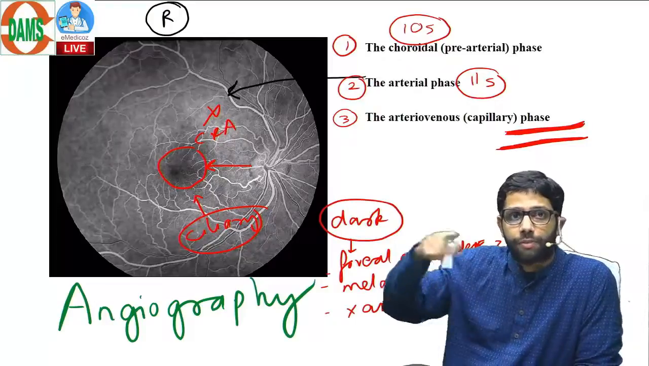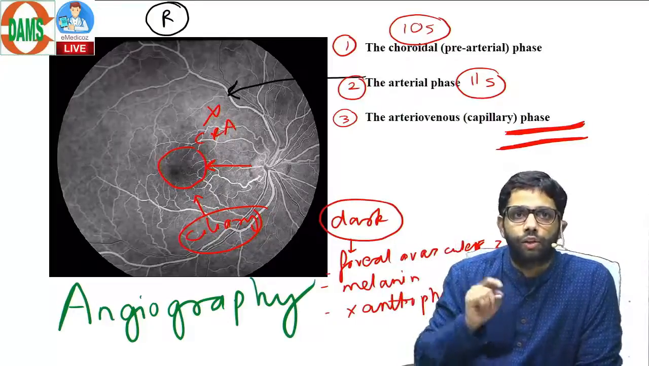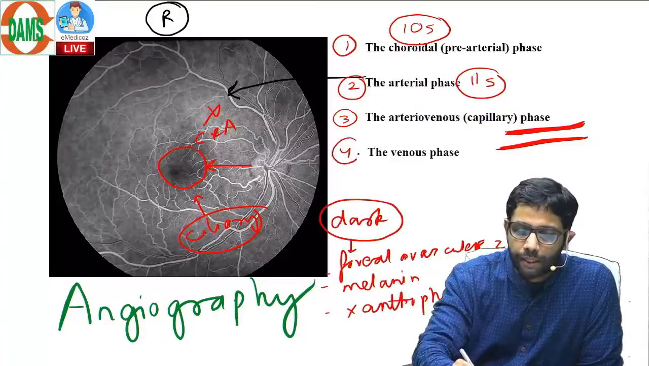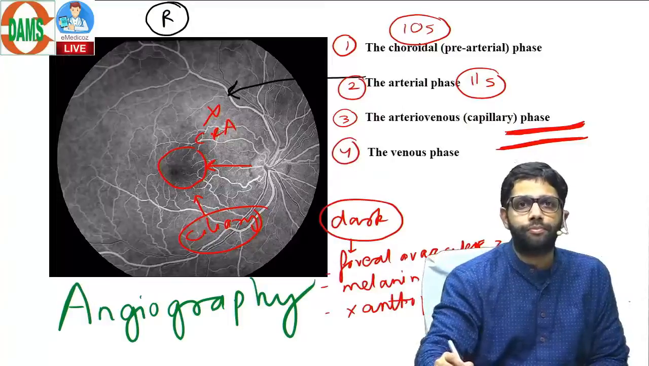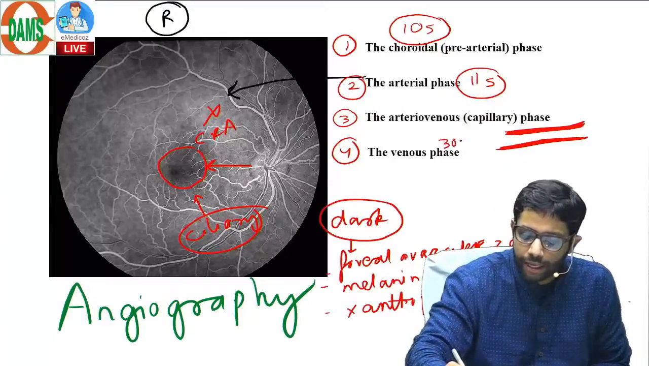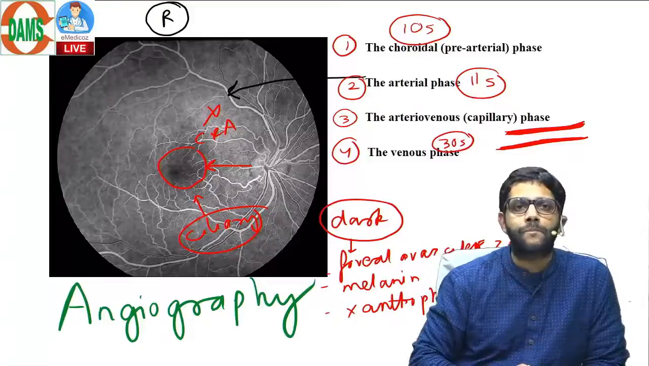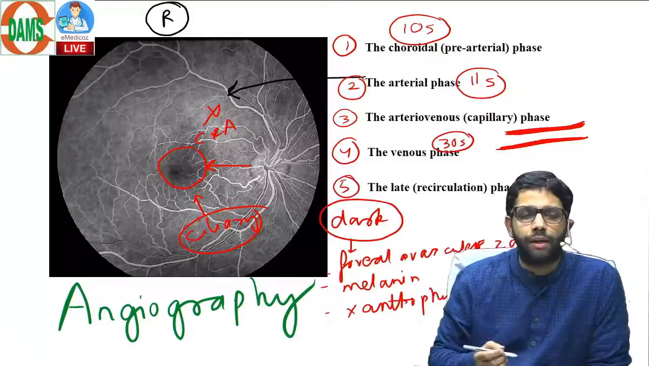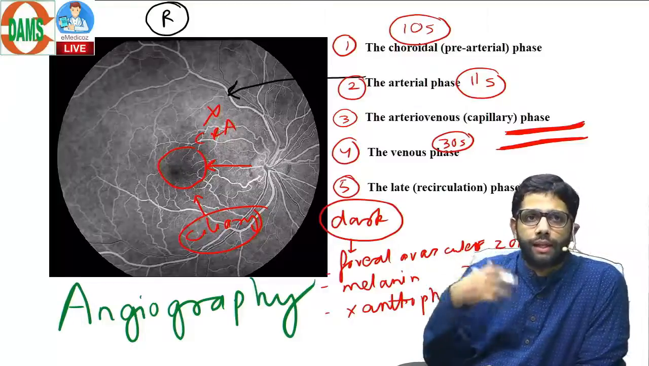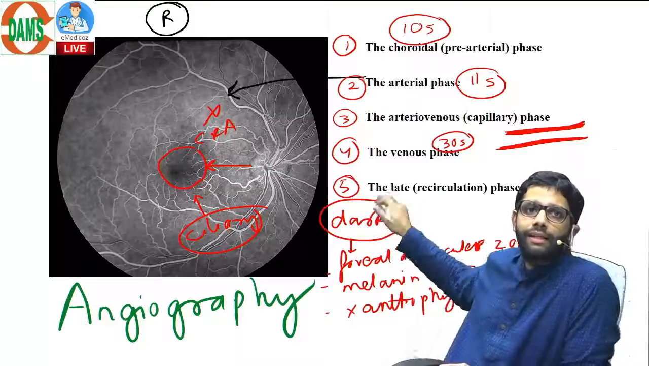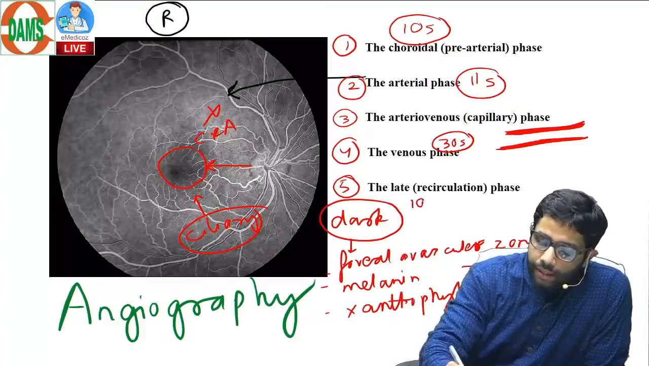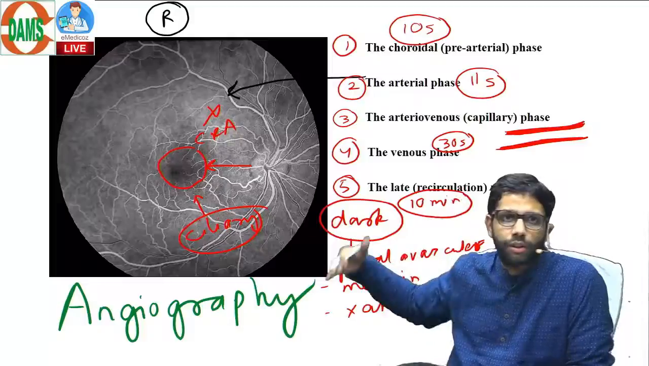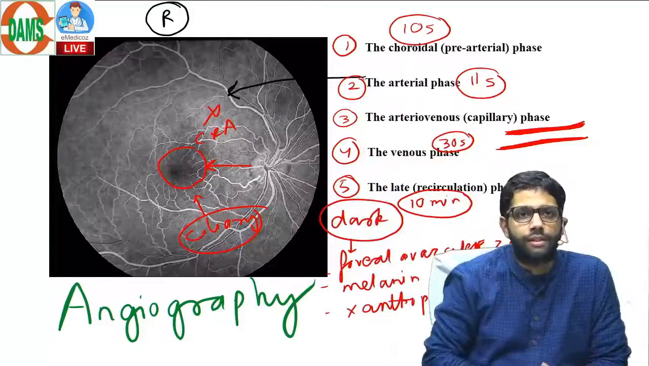In the vein, the periphery fills first and the center later. So the periphery will become white, center dark. Later on it becomes completely white, the venous phase. In about 30 seconds, it reaches over here. And then as the heart is pumping blood so many times, the dye recirculates. That is the late recirculation phase, and in 10 minutes, it flushes out of the eye. In 10 minutes, all the dye is going out from the venous circulation.